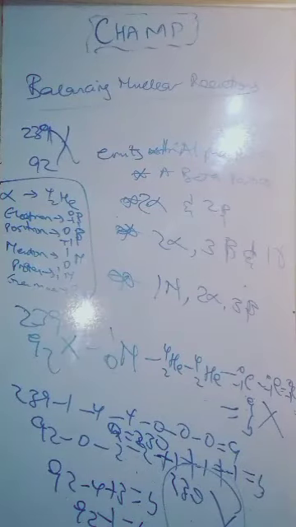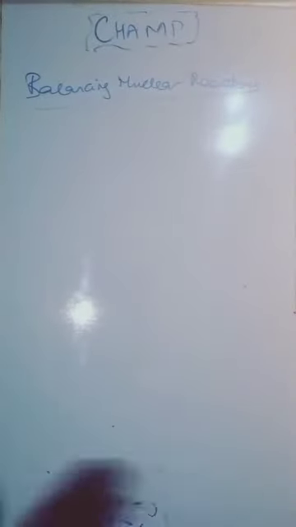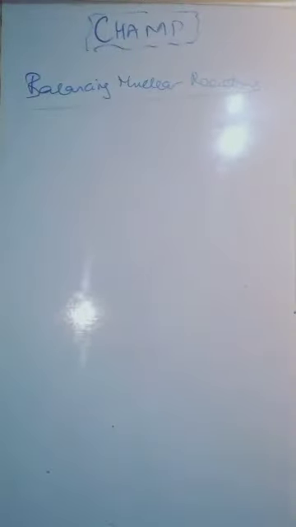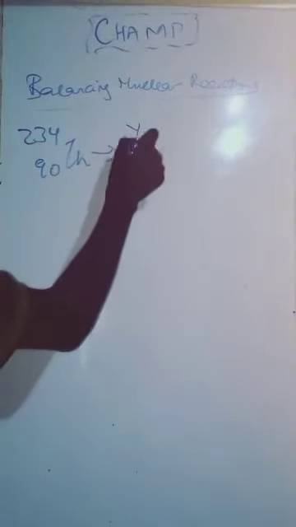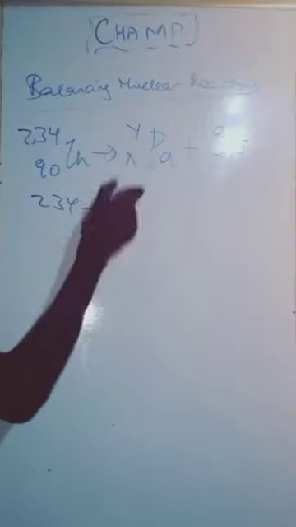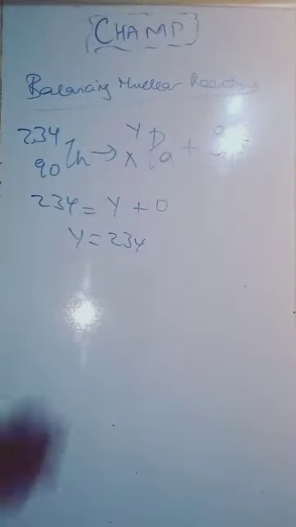Yeah. I have my first question here. So we have our first question here. We have thorium 234, 90, giving us Y, X, P plus 0, minus 1, beta. It's very simple. They ask you to find your X and Y. So solve it. 234 is equal to what? Y plus 0. So what's your Y? Y is equal to what? 234 plus 0 comes here. 0 is nothing. So Y is 234.